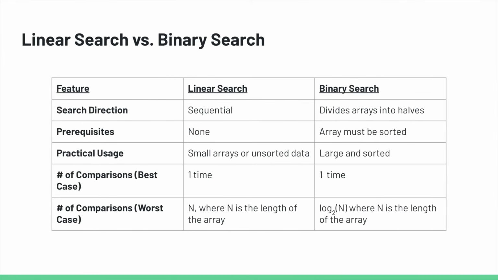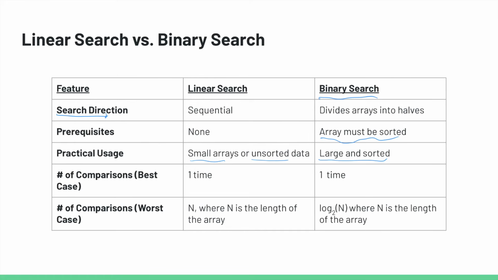Now moving on, the last thing I want to look at with regards to searching is a comparison between linear search and binary search. We can start with some pretty simple points of comparison. The first is the search direction. Linear search is sequential, meaning that we're checking an array one by one to see whether a value is there, and binary search effectively divides the array in half. The prerequisite to binary search is that the array must be sorted, but there are really no prerequisites to linear search. And practically, a linear search is best for small arrays or unsorted data, and binary search is ideal for large arrays and sorted data.